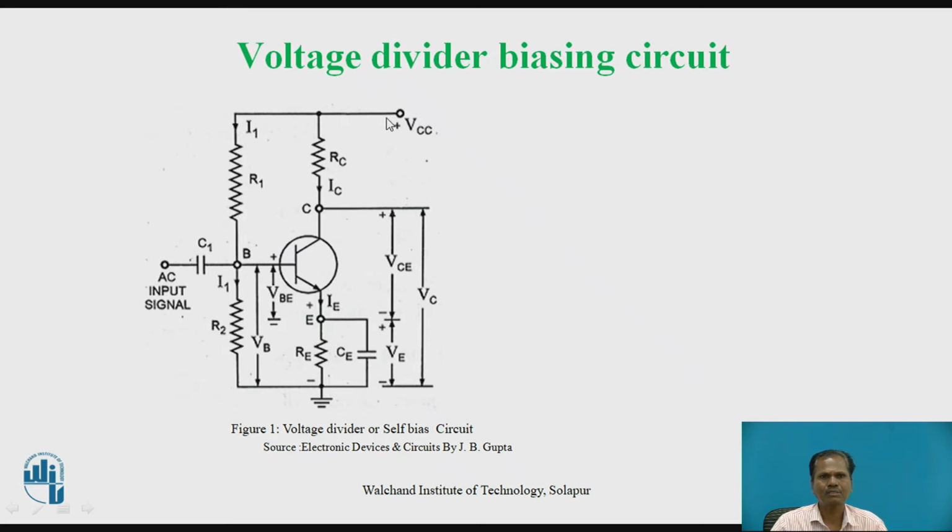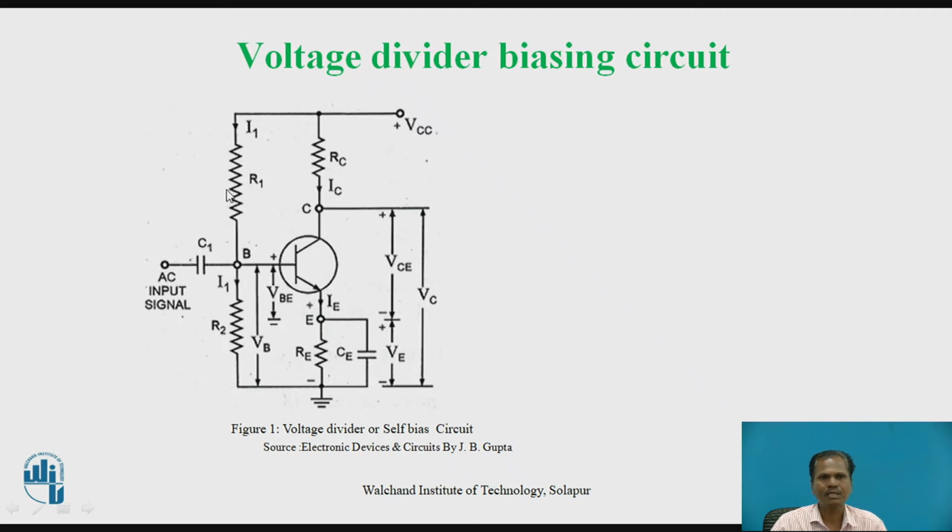So some part of this VCC, which is appearing across R2, is applied to the base of the transistor with respect to ground. That will set a desired value of base current IB, and corresponding to that a desired value of collector current IC. So IC is decided by the input base current IB.